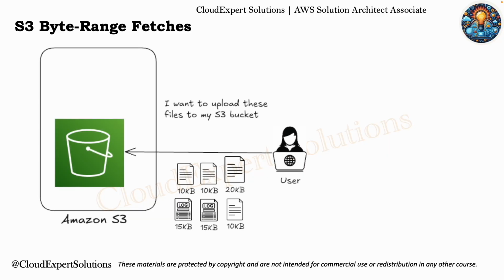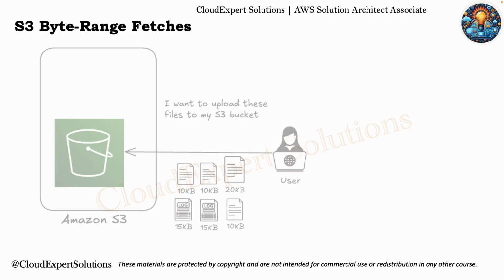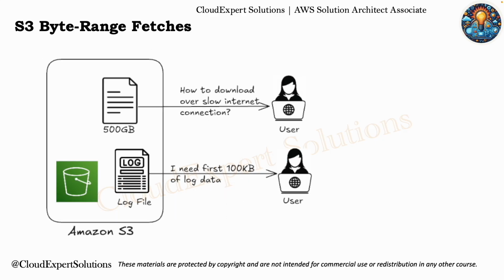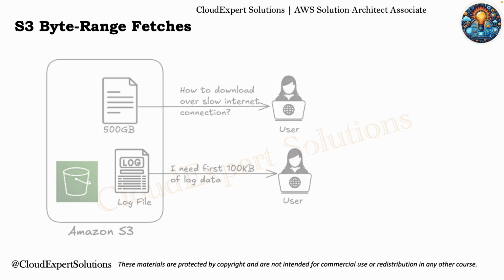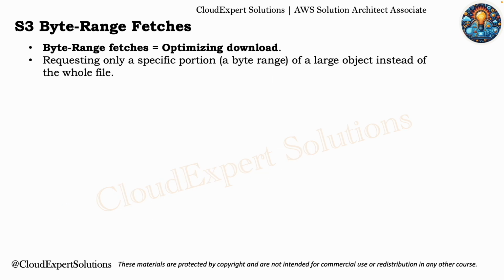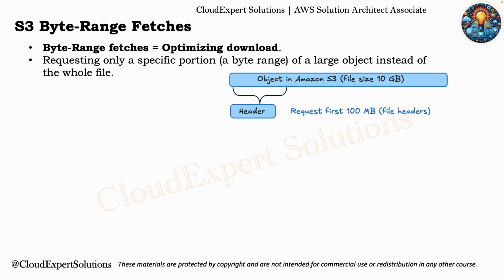S3 baseline performance is helpful when you have multiple smaller sized files. What if you have a single very large file to download, or you need a small chunk from a large file? That is where S3 Byte-Range Fetches come in. This feature allows you to request only a specific range of bytes from an object. For example, if you have a 10 GB file and you only need the first 100 MB, then you can use S3 Byte-Range Fetches to request just that portion.